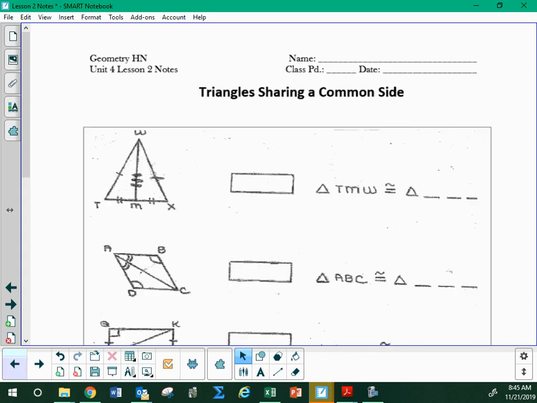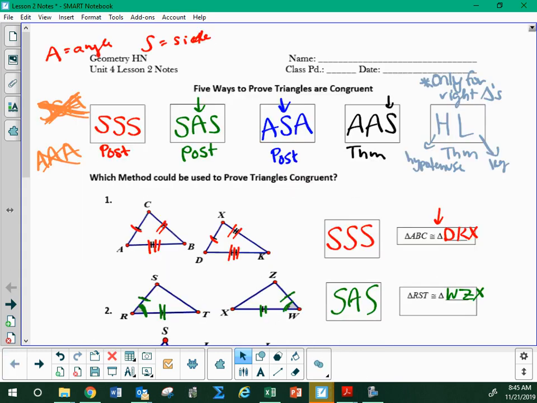So we are stuck with these 5 here. Side, side, side; side, angle, side; angle, side, angle; angle, angle, side; and hypotenuse leg. So I'm going to write that off to the side. These are what we'll be using today.